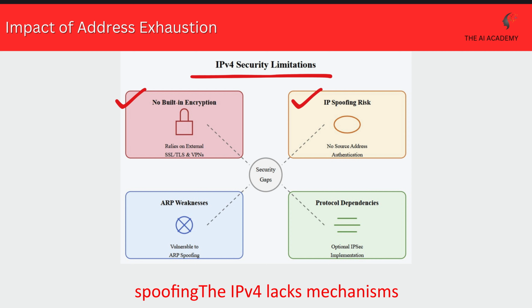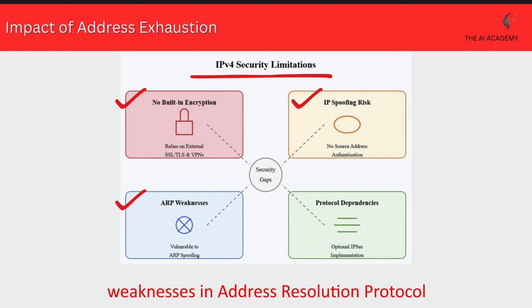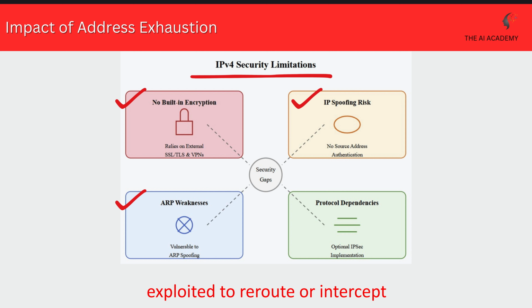Susceptibility to spoofing: IPv4 lacks mechanisms to verify the authenticity of source IP addresses, making networks vulnerable to IP spoofing attacks. Weaknesses in the Address Resolution Protocol: IPv4 networks use ARP to map IP addresses to MAC addresses. ARP spoofing can be exploited to reroute or intercept traffic. The reliance on additional protocols for security: IPv4 depends on protocols like IPsec for secure communications, but their implementation is optional. This results in inconsistent adoption across networks.